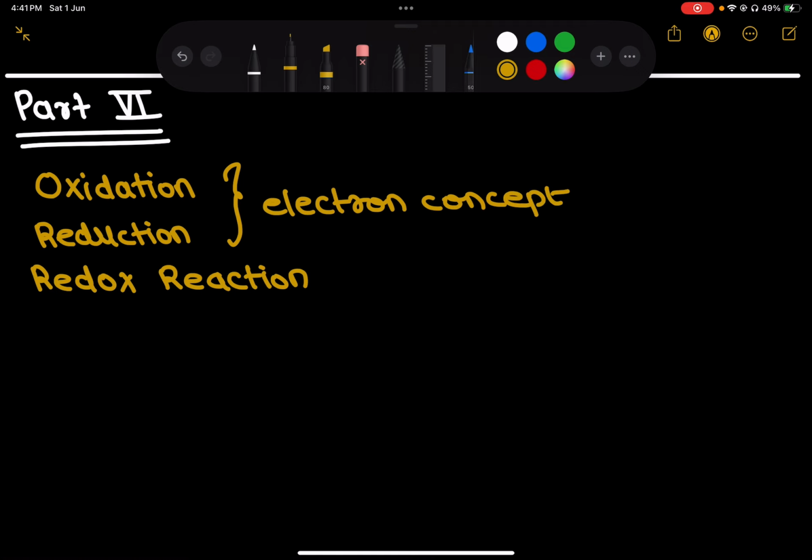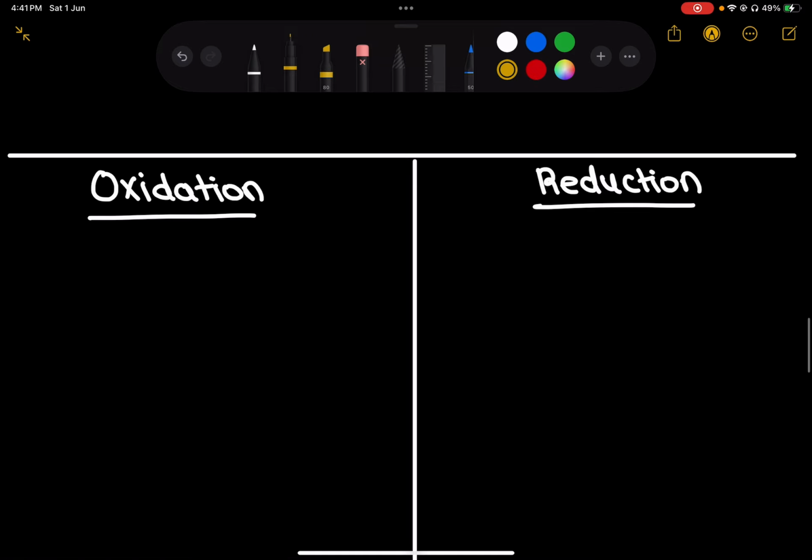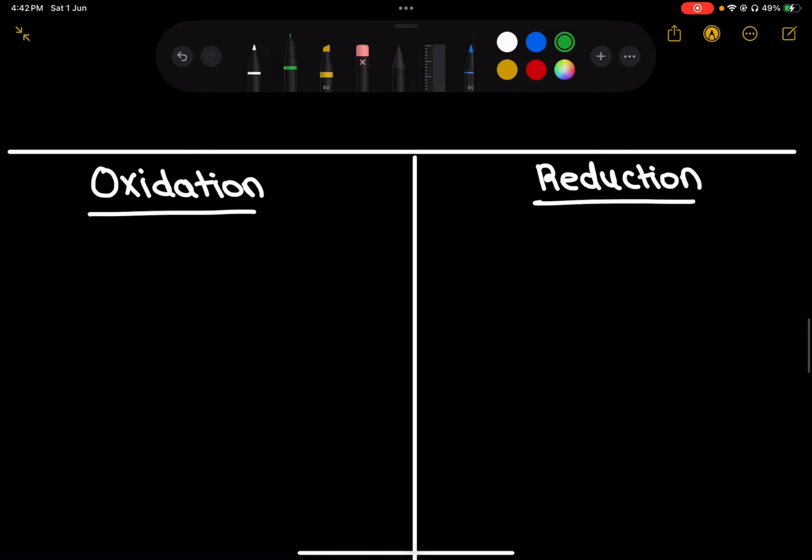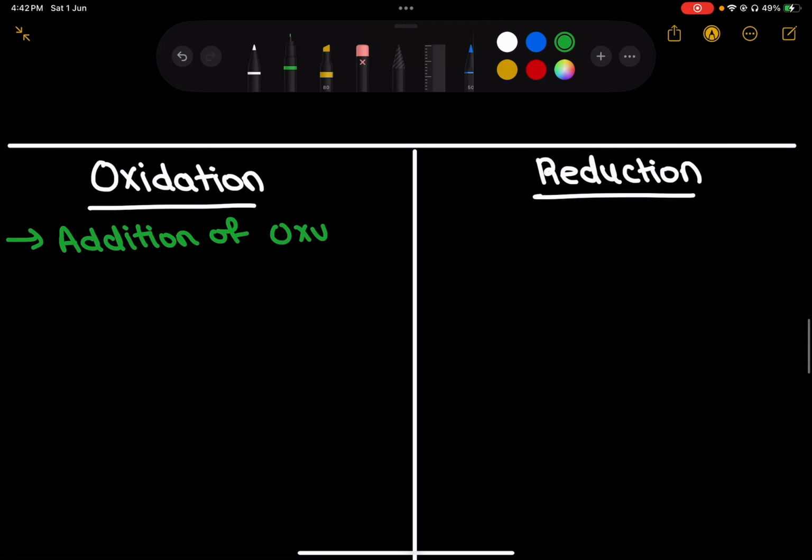So let's begin. So we have oxidation and reduction first of all. Okay. So what exactly does oxidation and reduction mean? Well, oxidation is basically what it sounds like. It is the addition of oxygen, right? So it is the addition of oxygen. I'll just write that down. Addition of oxygen, right? Or we can also write it in short form as plus O2.